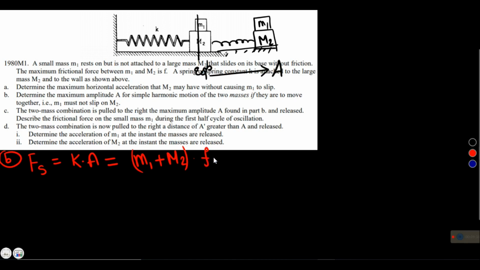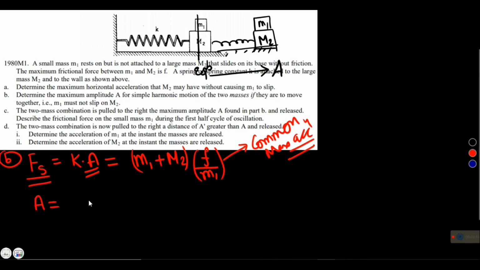F upon m1. This was your common maximum acceleration. Please see, this was the common maximum acceleration. This is the maximum acceleration, this is the maximum force, this is the maximum displacement, right friends? So from here we can find the value of A. So A will be equal to m1 plus m2 into F upon m1 into K, right friends?